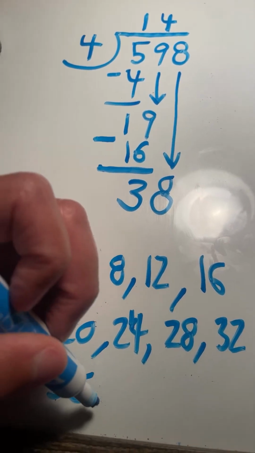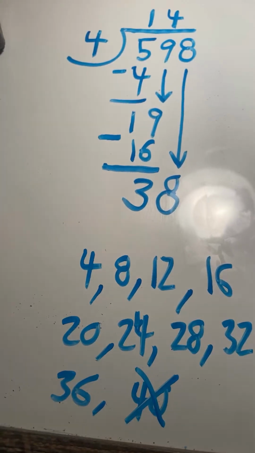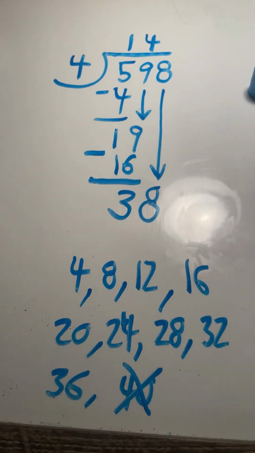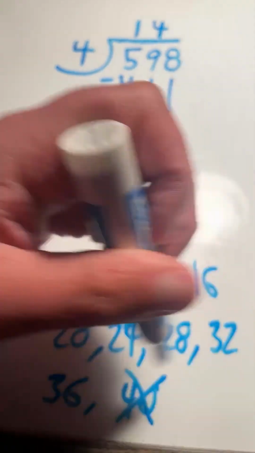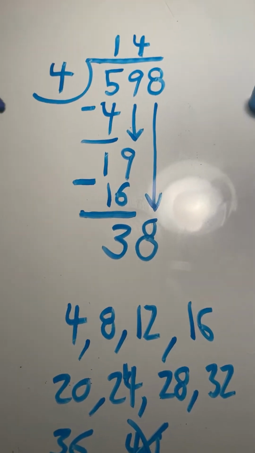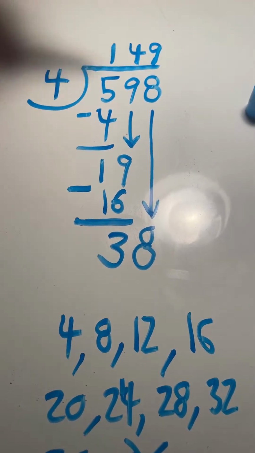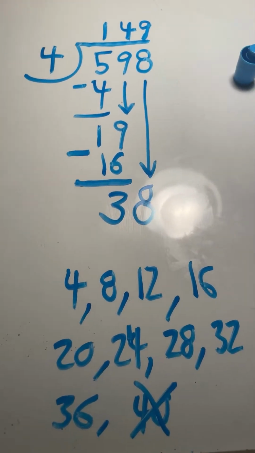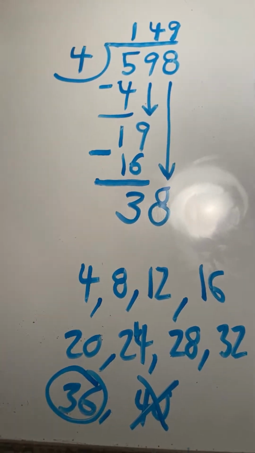Now, if I count by 4 again, I'll be at 10 groups, but that'll be too far. 40 is past 38. So I was able to get 1, 2, 3, 4, 5, 6, 7, 8, 9 groups of 4 within 38. 38 divided by 4 equals 9. There is going to be a remainder here. The closest I could get to 38 without going over is 36, so that's the number we got to subtract.